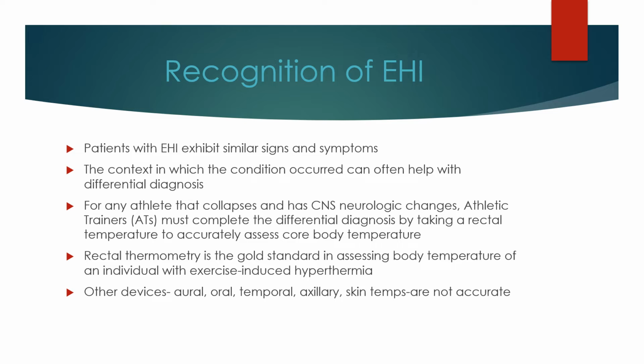As we can tell from the previous slide, patients with different forms of EHI present with similar signs and symptoms. The context in which the condition occurred can often help with a differential diagnosis. For an athlete that collapsed and has CNS neurologic changes, an athletic trainer must complete a differential diagnosis by taking a rectal temperature to accurately assess the athlete's core body temperature.